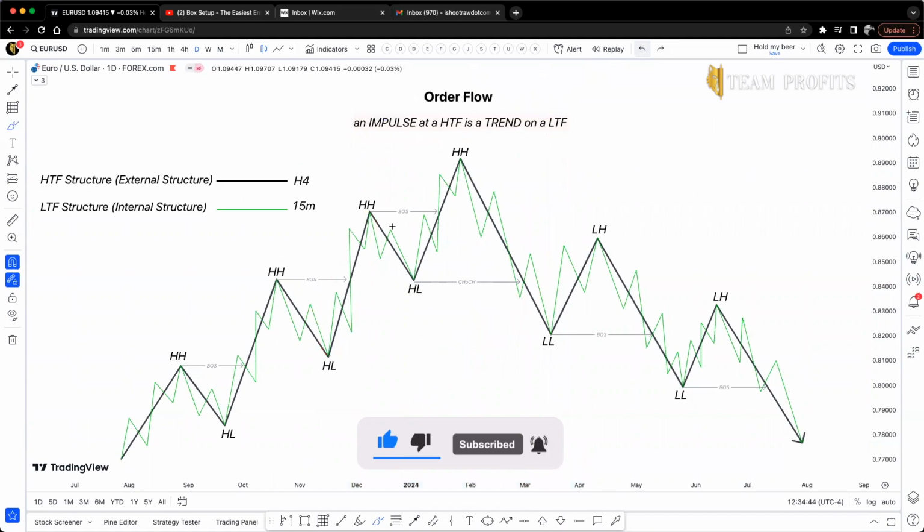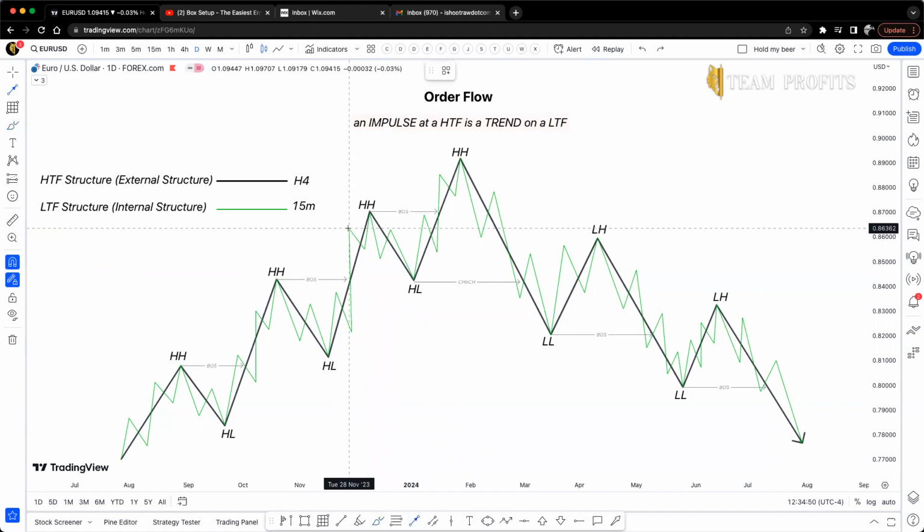So let me clean this again. What do we have here in this case? On the 15-minute time frame, we're going to be paying attention for a change of direction to anticipate the pullback on the higher time frame. How deep is the pullback going to go?